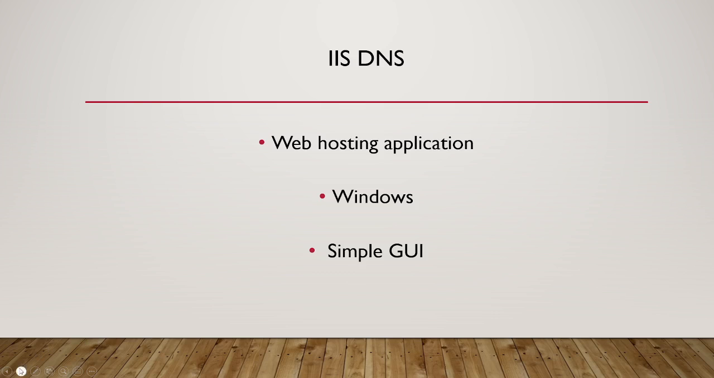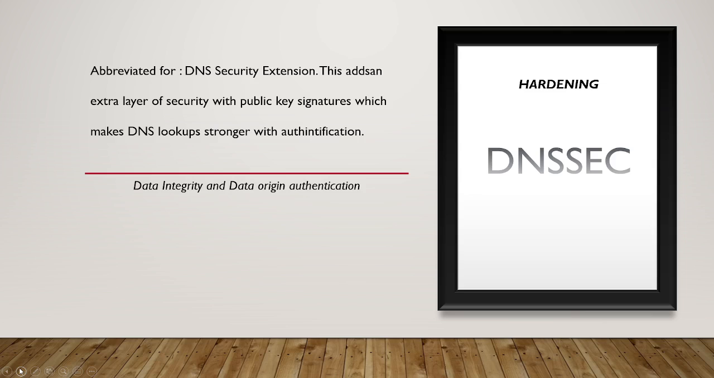Now, let's talk about the hardenings. Now, we have DNSSEC. This is abbreviated for DNS Security Extension. This basically adds an extra layer of security with a public key signature, which makes DNS lookup stronger with authentication. Now, with that being said, DNSSEC recognizes data integrity and data origin authentication. So this is where that extra layer comes into play, of course.